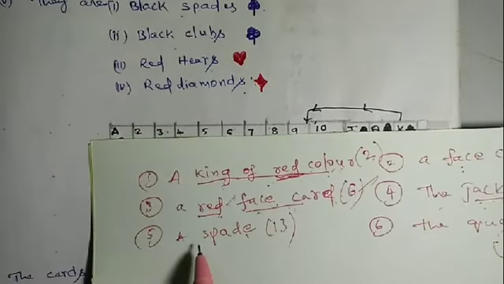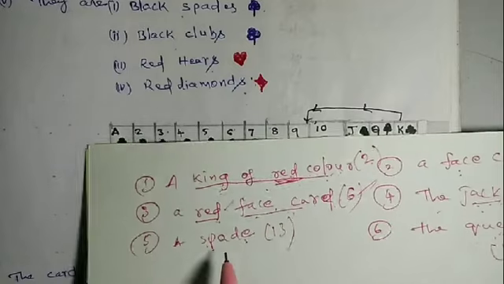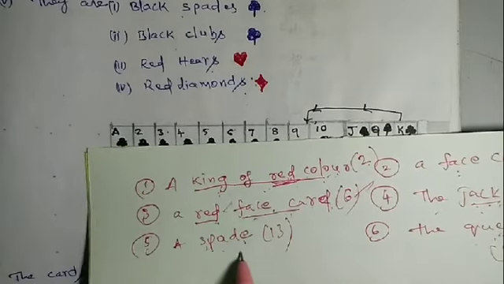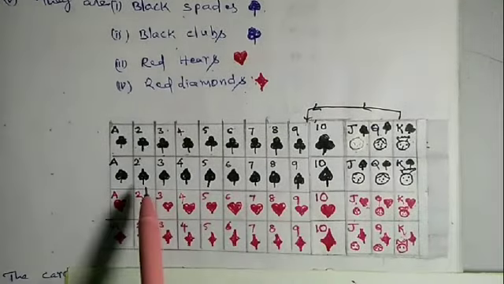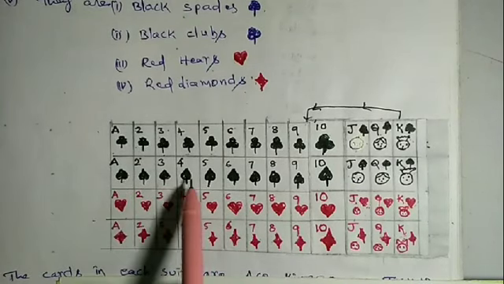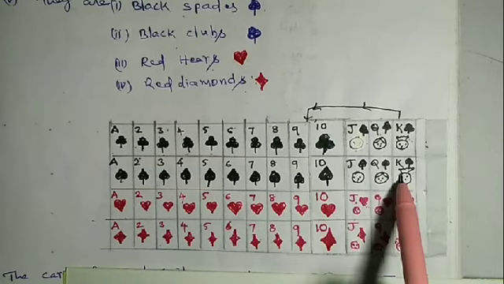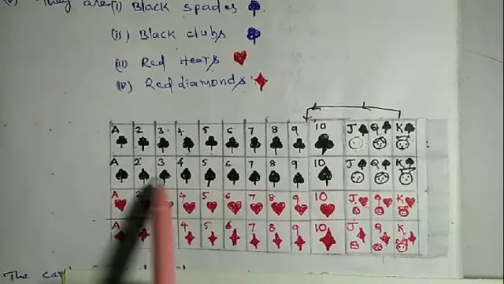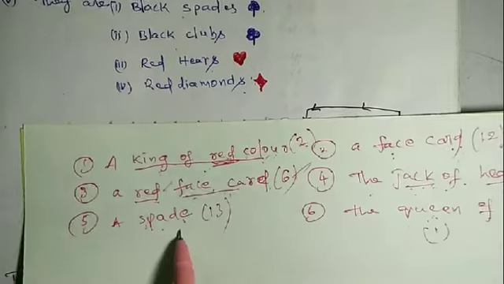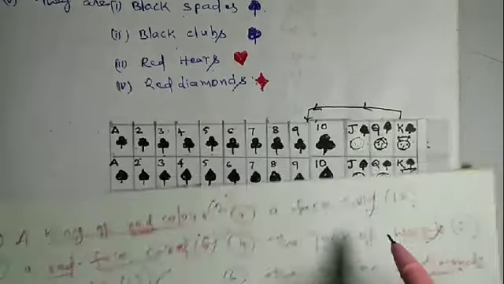Next one, a spade. Only the symbol is asked. A spade. There are 13 spade cards: 1, 2, 3, 4, 5, 6, 7, 8, 9, 10, 11, 12, 13. These 13 cards are spades. So 13 is our favorable outcome.